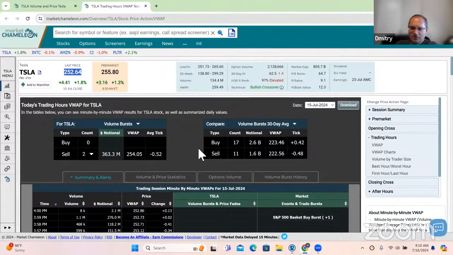How does that compare with the daily average? So we can see here in the last 30 days, we saw an average of 17 buy bursts versus 11 sell bursts. So yesterday was a very light day as far as big volume bursts. We saw an average of $2.6 billion worth of buy bursts versus $1.6 billion worth of sell bursts on a daily average. So you can see here yesterday was very light, 363 million, not a lot. And these are the VWAP buy bursts versus sell bursts in the last 30 days.